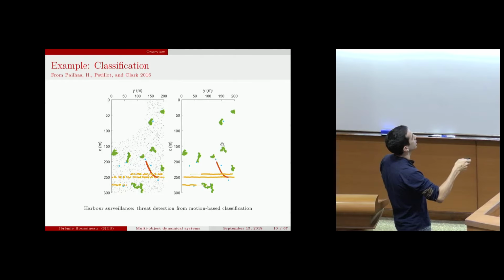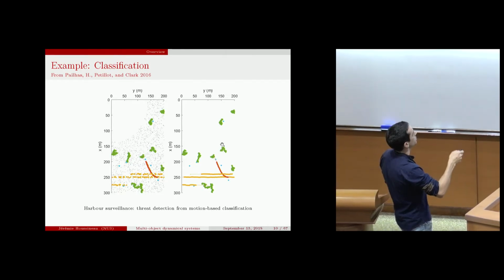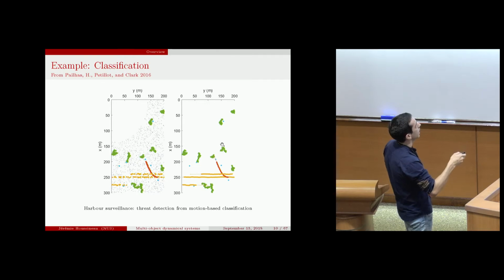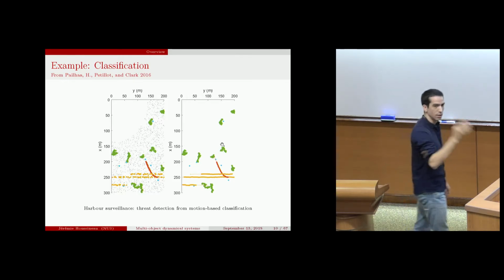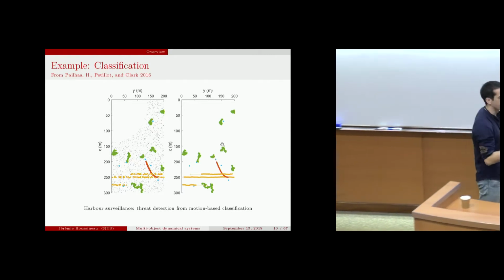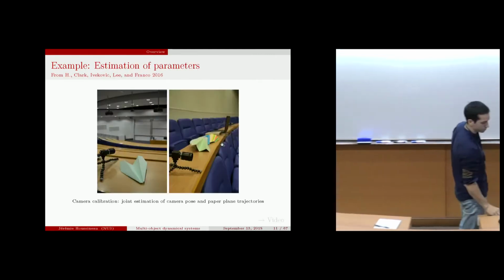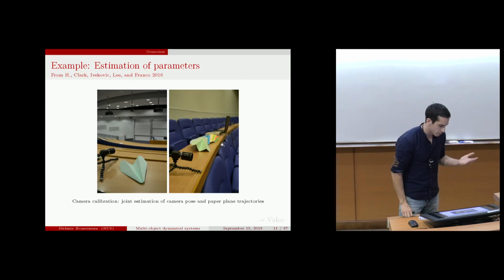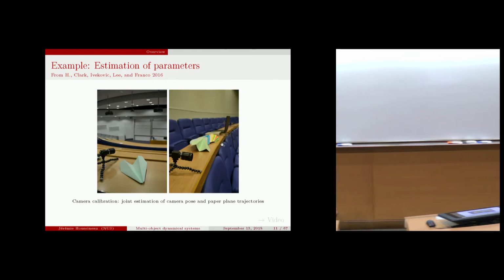Here we just have the observations, and the black dots are the false alarms, the false positives. And this is the result if you apply multi-target tracking. So here you can raise an alarm saying there's something that looks man-made, going in a more or less straight line, that's getting into the zone. Of course, you can also have parameter estimation problems, as usual.